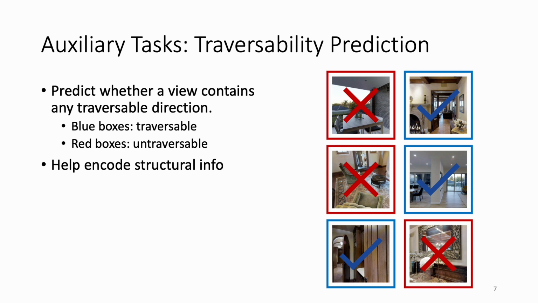Our second auxiliary task, the traversability prediction, also helps encode structural information. The model is trained to predict whether a view contains any traversable directions. For example, on the right figure, the blue boxes contain traversable direction, while the red boxes don't.